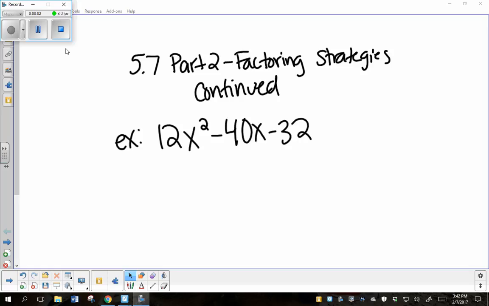These are the notes for 5.7 part 2. It's just a continuation of the first part of 5.7, so it's the same thing. We're just given a random factoring problem and we've got to figure out what strategy to use to solve it. So all I'm going to do is do four examples with you and then give you two to try on your own.